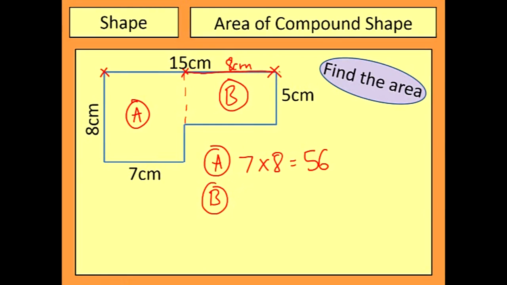So our rectangle B is 5 centimeters here in the height, 8 centimeters across, so we're going to do 5 times 8, which equals 40. Now that we've got A and B, all we need to do is add those up. So 56 add 40 is 96, and then to complete the question, we put our units on: centimeters squared.